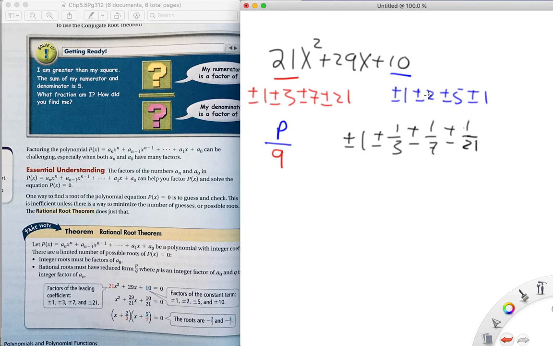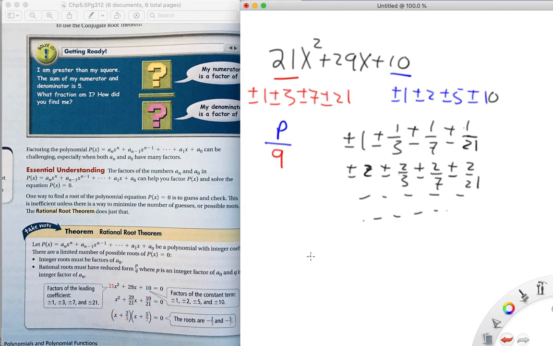That's just the ones. Then we go into twos. This can get really long. Plus or minus 2 over 1, which is just 2, plus or minus 2 over 3, plus or minus 2 over 7, plus or minus 2 over 21. And then with the 5s in the numerator, and with the 1s, and then the 10 in the numerator, and so on and so forth. So these are all versions of what the roots could be. One of those could be the roots.